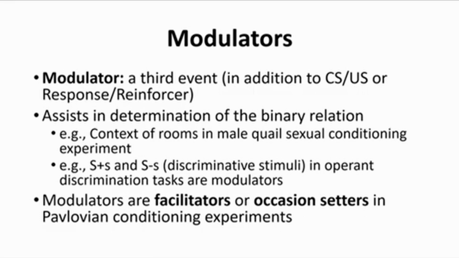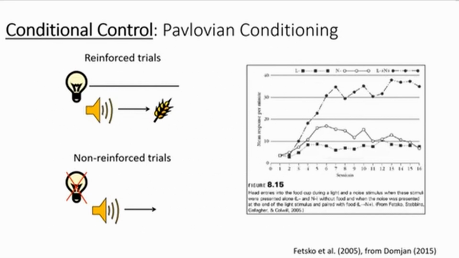So consider the context of rooms in that male quail sexual conditioning experiment. In that situation, the floor, the walls, the ceiling could all serve as modulators that let them know what situation they were in. For discrimination training, our S pluses and S minuses are modulators that signal the relationship between our response and reinforcer. So these modulators are facilitators or occasion setters in Pavlovian conditioning experiments. We'll very briefly talk about an experiment that shows how modulators can affect behavior.